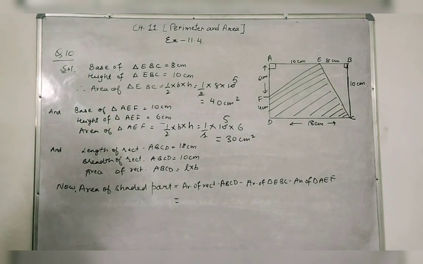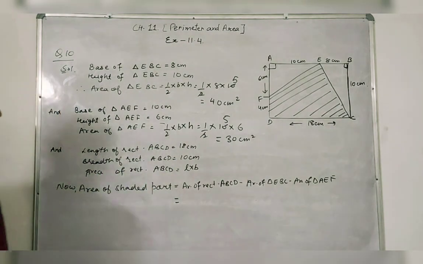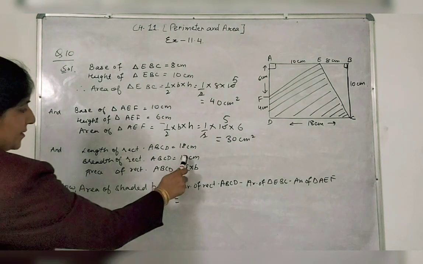So after this we are calculating the area of rectangle ABCD. The length of the rectangle given to us is 18 centimeter. The breadth of rectangle ABCD given to us is 10 centimeter.